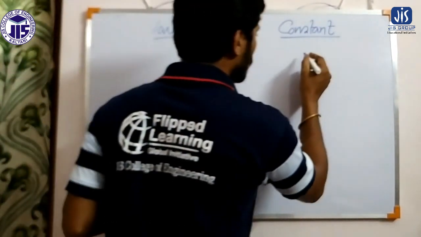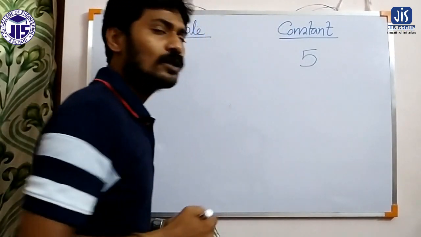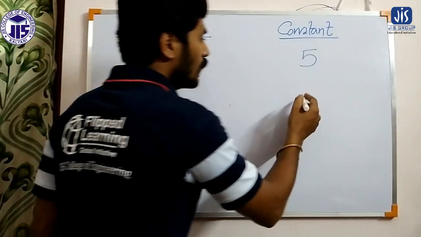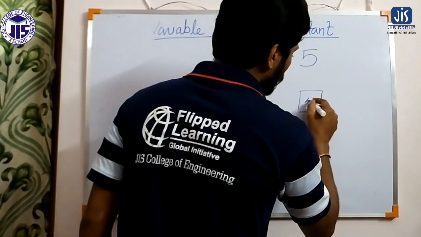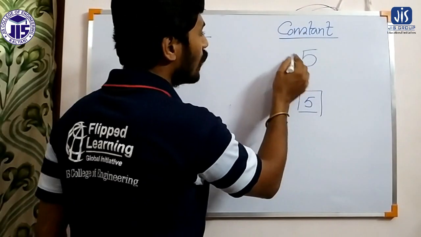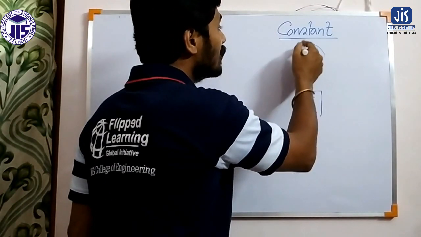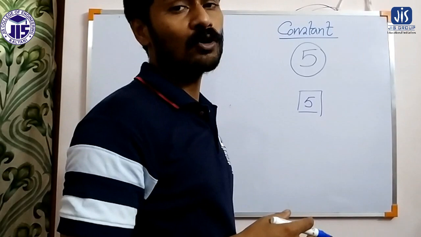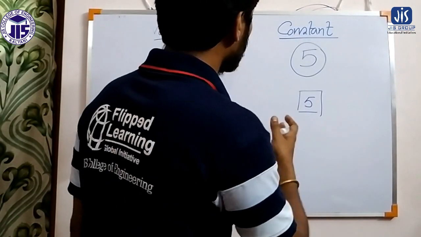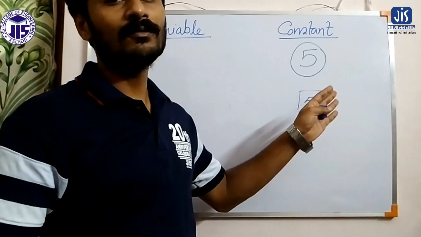For example, if I say 5, that is a constant. Now this constant you can store into another variable to make it a variable, but 5 itself is a constant. You cannot change the value of 5 itself. It is a 5. So that is variable and constant, where here the value can vary, and here the value will remain fixed.